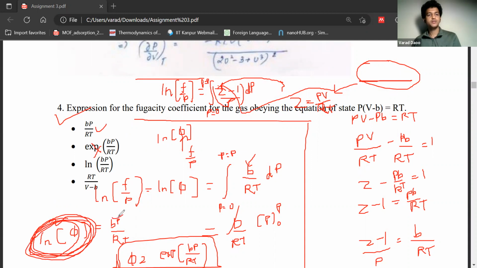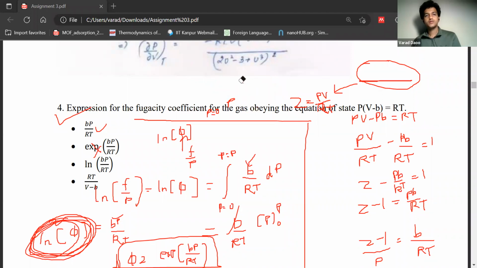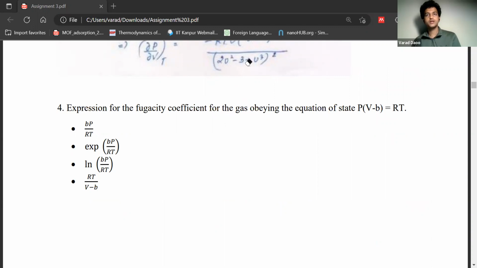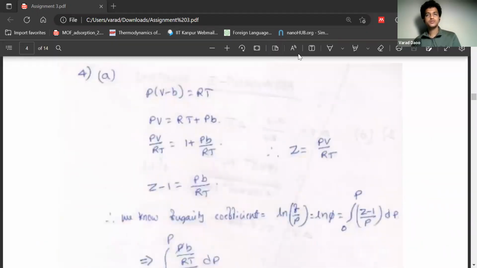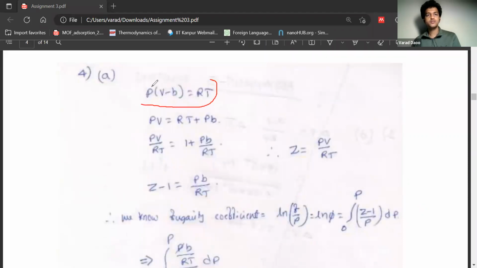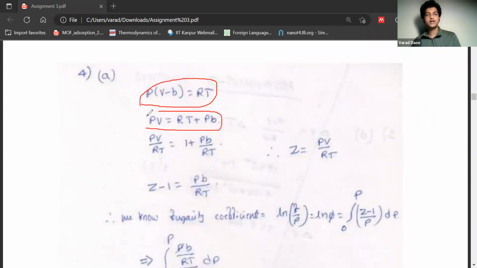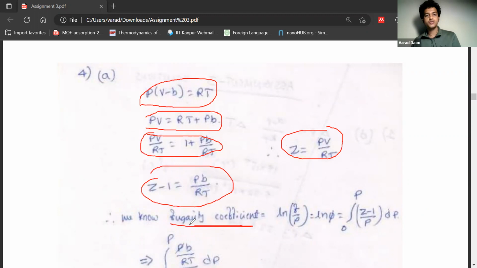ln of f by p is nothing but bp by RT. Okay, so let us go back to clear. Now we are good. We have been given this P into V by RT. PV is equal to RT plus PB. We divide by RT on both sides, and then Z is equal to PV by RT. You just rearrange and you get Z minus 1 is PV by RT, and then we know the fugacity coefficient, which is nothing but ln of pi.